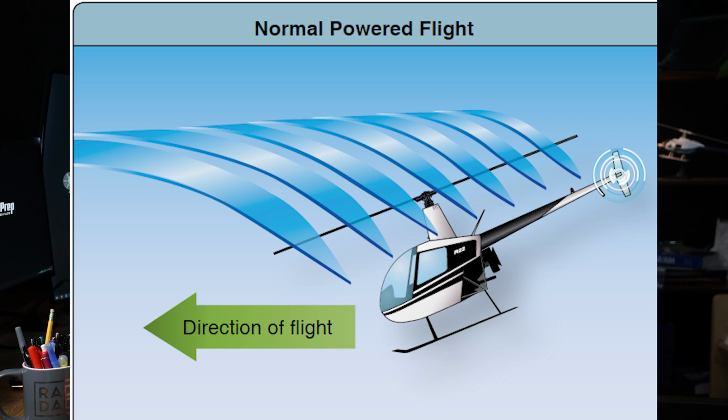The rotor disc is a circular area swept by the rotating blades over the helicopter. The airflow over this disc is what allows the helicopter to generate lift and thrust. The direction and characteristics of the airflow change depending on the helicopter's flight conditions.